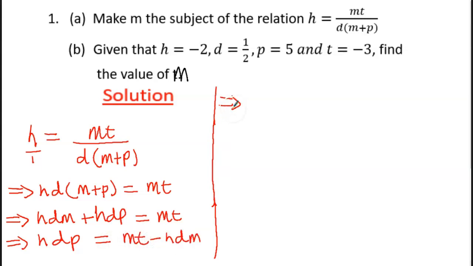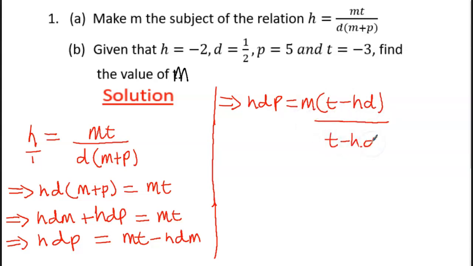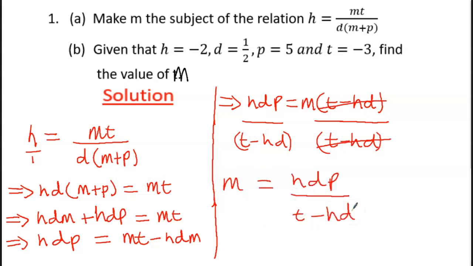This implies that HDP is equal to, on the right hand side, we can factorize M out. So M bracket T minus HD. We want to make M stand alone. So let's divide both sides by T minus HD. And this one, T minus HD, will cancel. So we have M to be HDP over T minus HD. That is the first part.